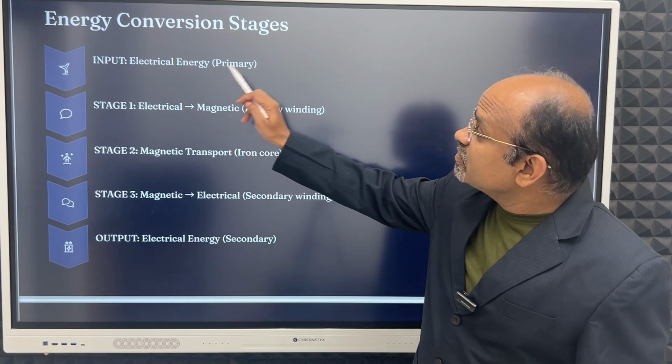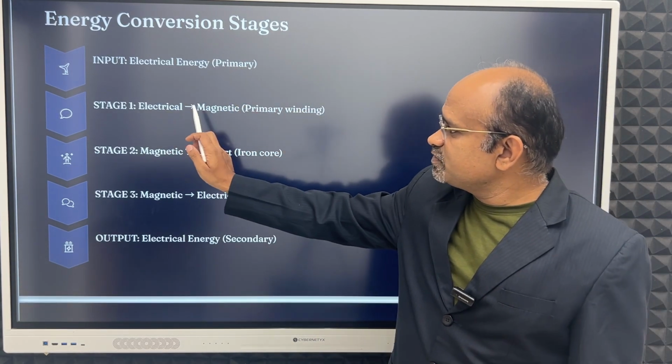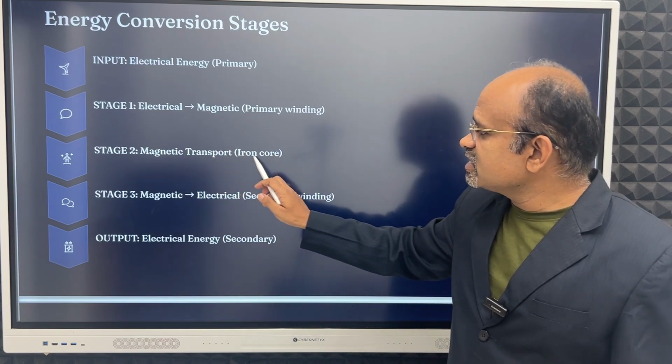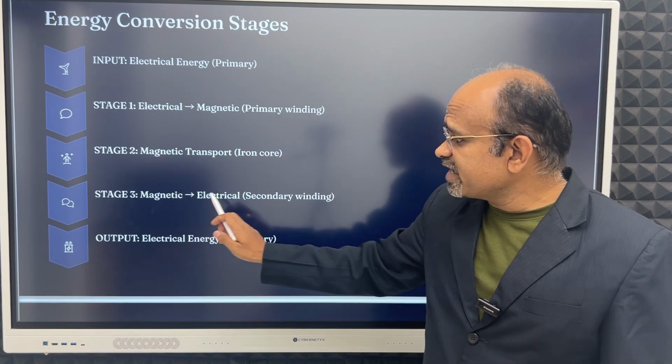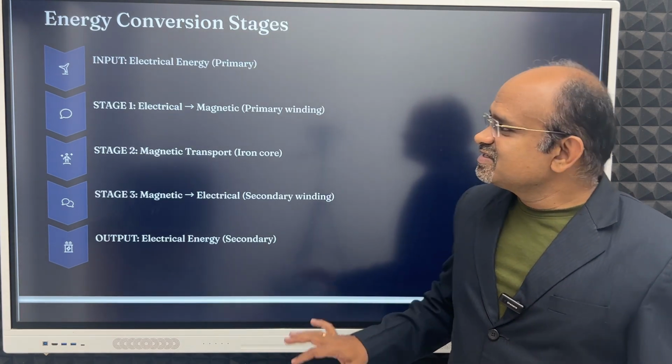Now, energy conversion stages. Input, electrical energy, primary. Then stage 1, electrical to magnetic. Magnetic transfers through the iron core, then magnetic to electrical, and electrical energy output to the secondary. Simple.